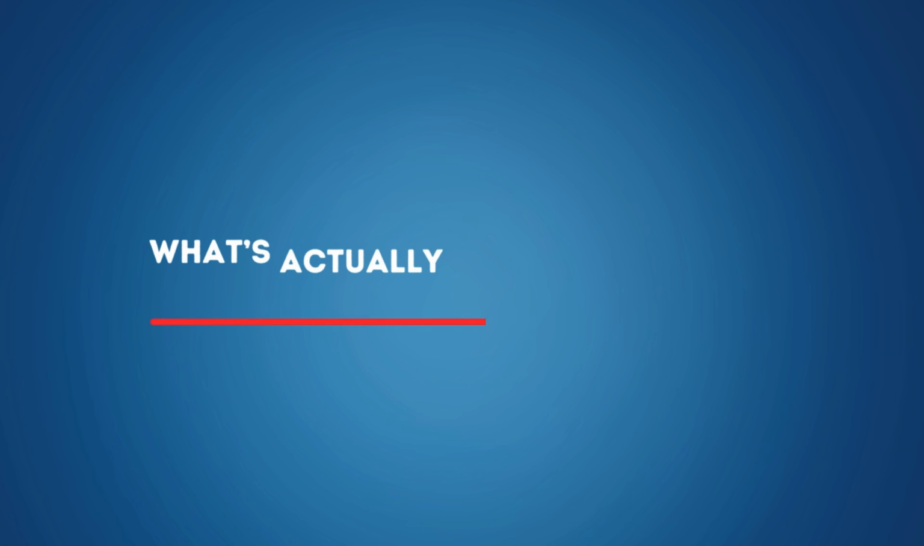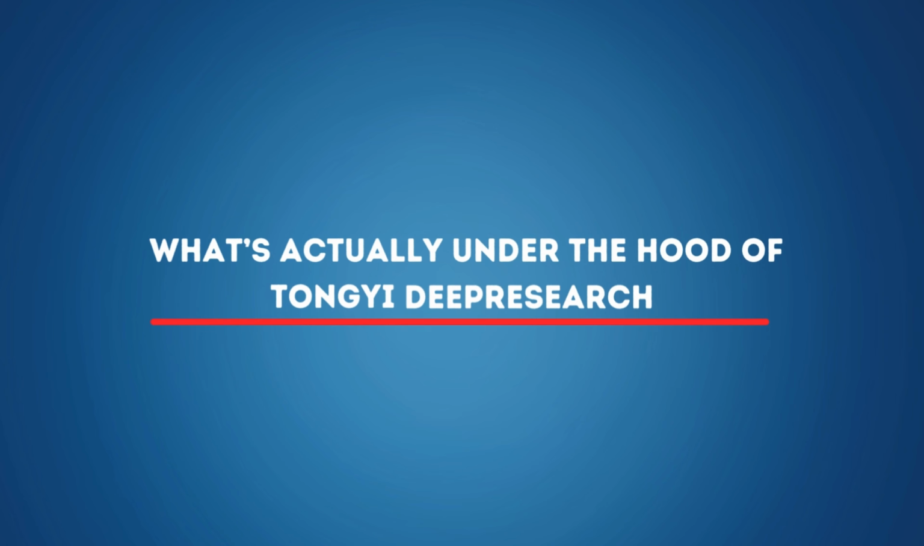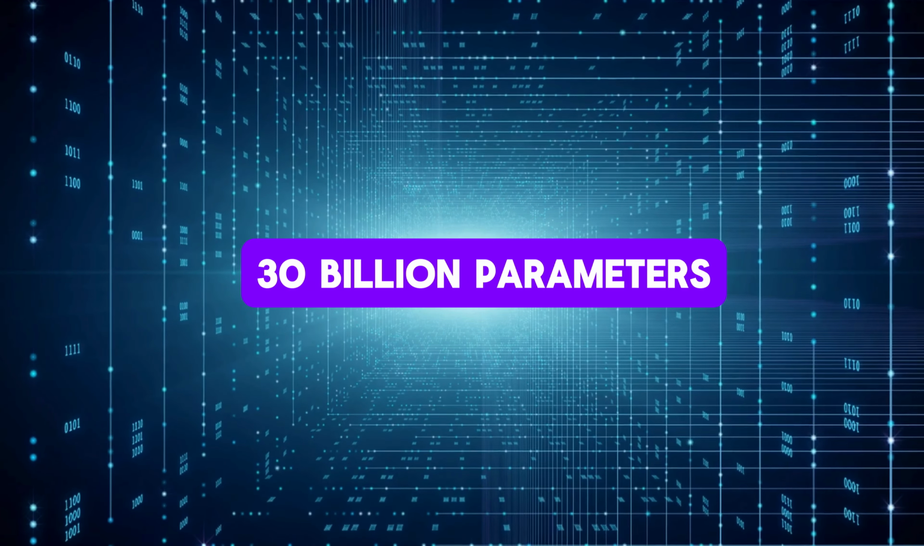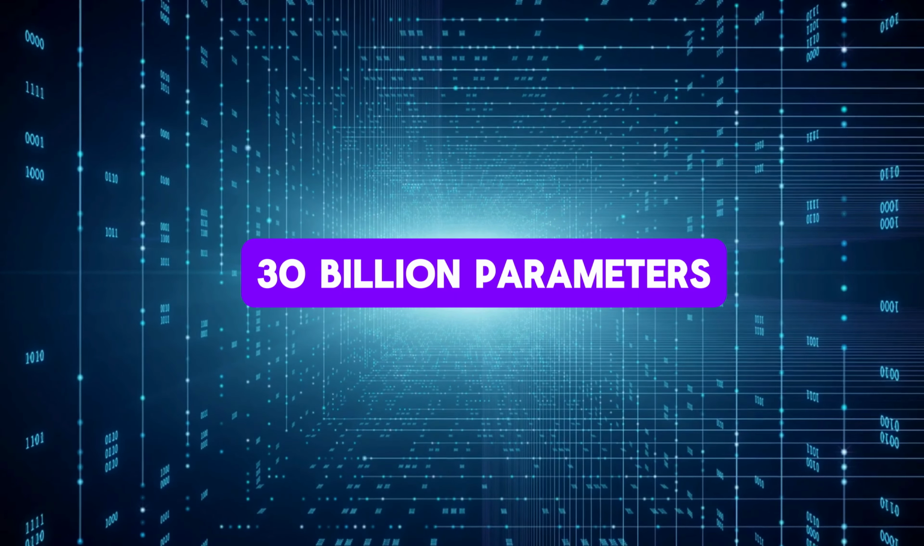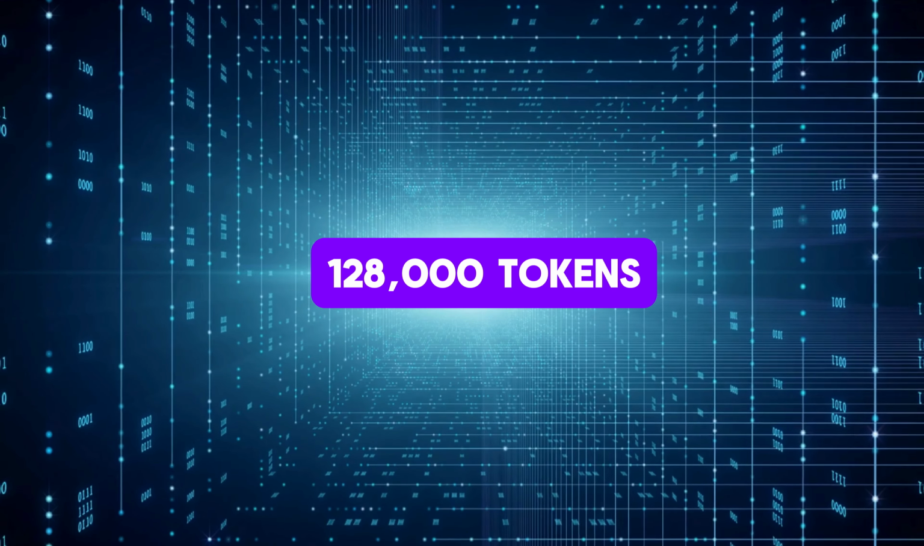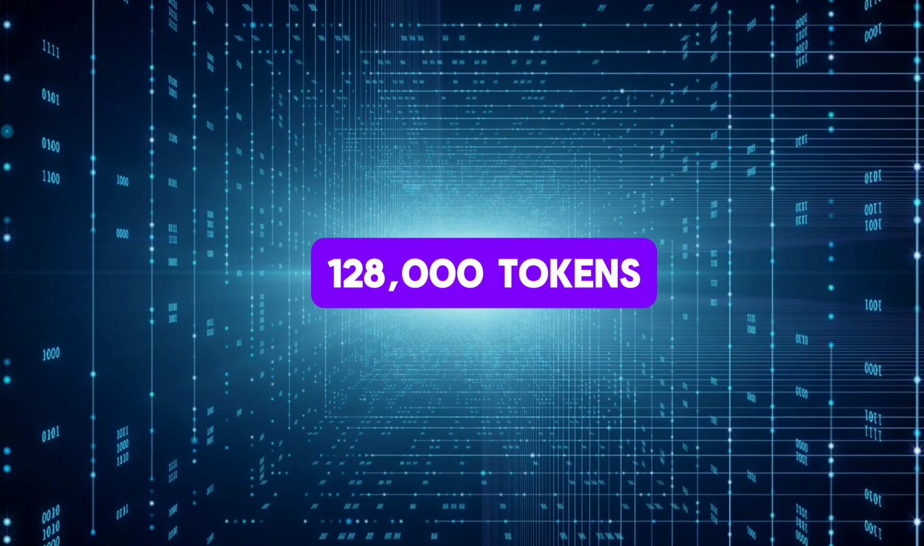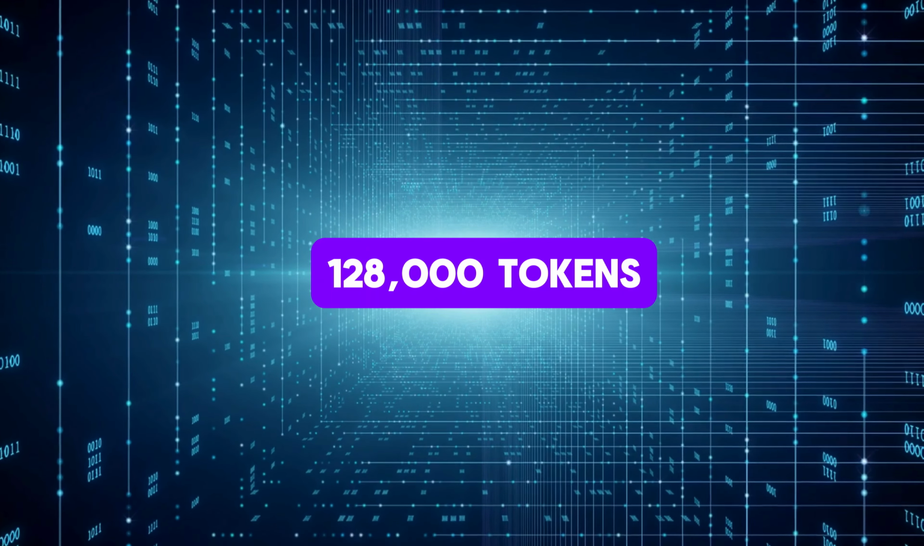Alright, now let's talk about what's exactly under the hood of Tongyi DeepResearch, because this is where it gets really interesting. First, the size. The model has about 30 billion parameters. But here's the cool part. Even though it has 30 billion, it doesn't fire all of them at once. For each word or token, it only activates about 3.3 billion. That means it's not just powerful, it's also efficient. Next, the context window. This AI can handle 128,000 tokens at once.